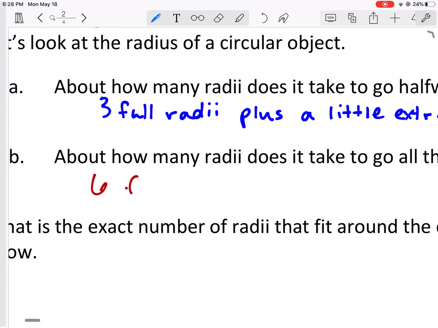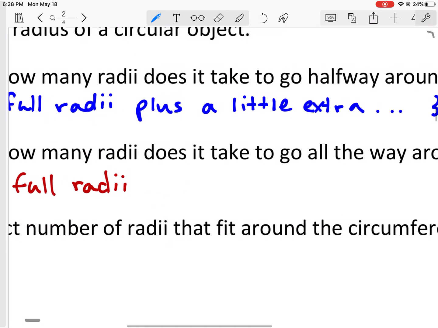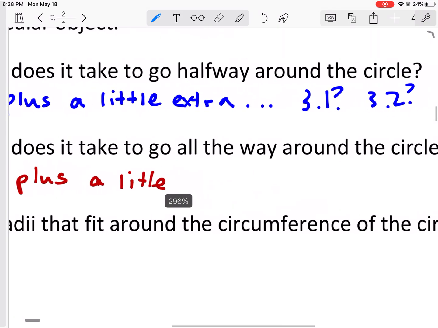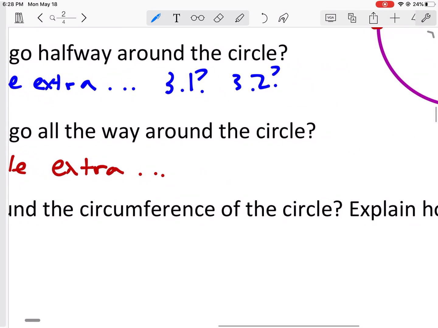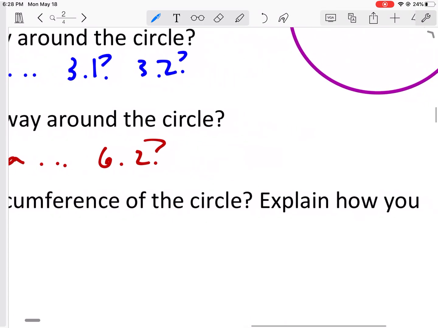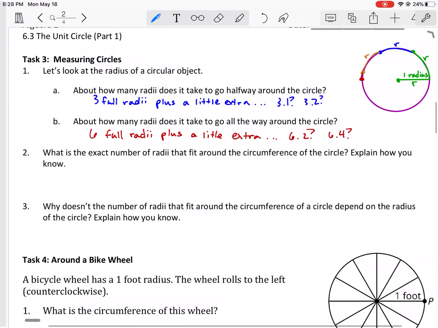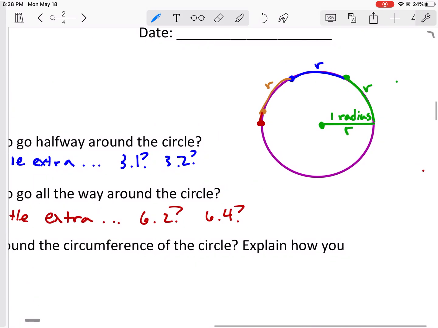So 6 full radii plus a little extra. So my guess, like 6.2, or maybe double this, 6.4, somewhere in between there. You got to figure that out though, probably. And that's the next part. What is the exact number of radii that fit around the circumference of the circle? And explain how we know. I encourage you to pause the video and think about that.